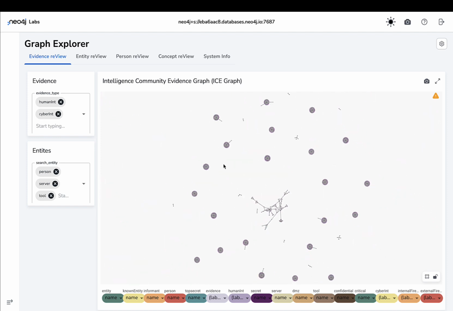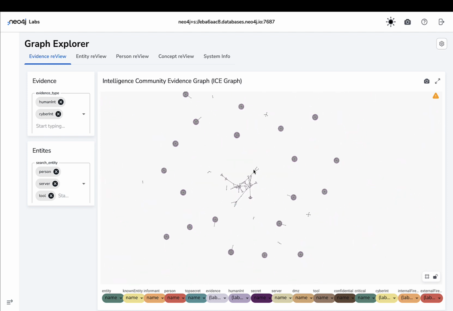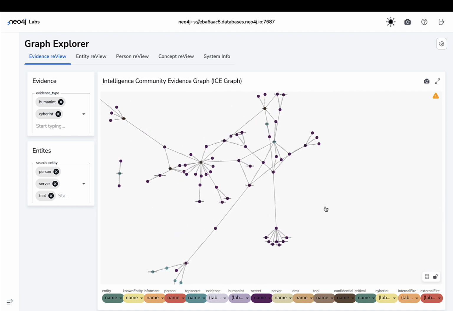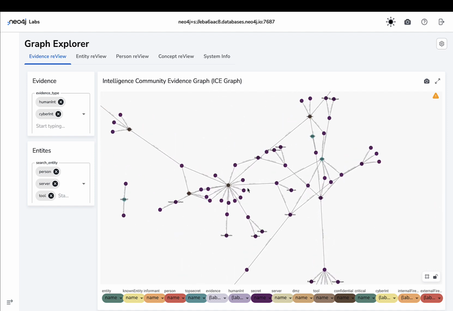So this is what we call evidence review. In the first tab here, if I just zoom in a little bit, we've got a knowledge graph that is looking at all the human intelligence in the system, the cyber intelligence in the system. It's bringing in all the people it knows about, what servers it knows about, and what tools it knows about, and how all that's connected to itself.